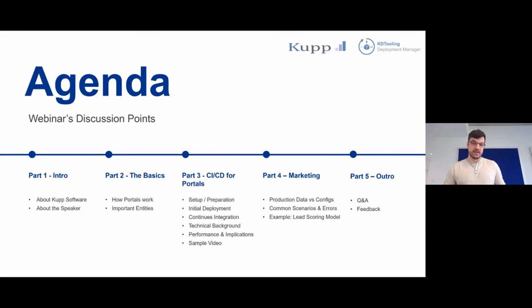So we will start with the very basics, as everybody understands the part 3 and the part 4 of the session today. And I would like to introduce you a few important entities. So more or less, how can you configure the portal and what needs to be done to do the same thing on production, on UAT and so on. And part 3 is the CI/CD for portals.